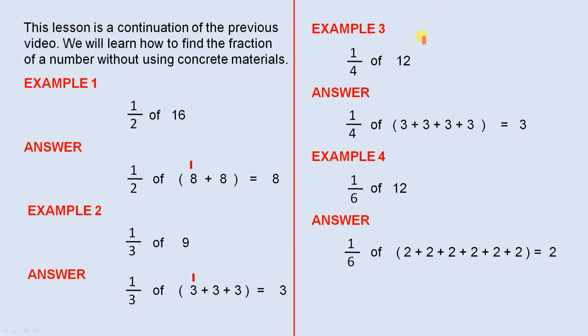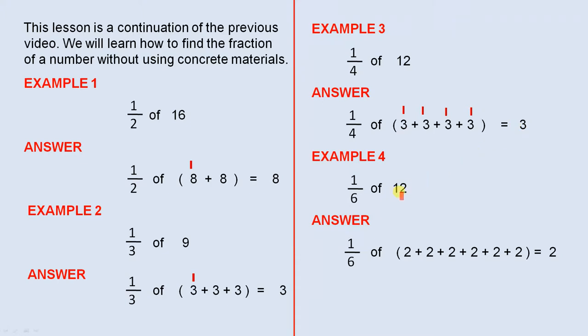Example 3, a quarter of 12. The 4 tells us that 12 is divided into four groups. 1, 2, 3, 4. The 1 tells us we're interested in one of those groups, which is this one. And that's why a quarter of 12 equals 3.